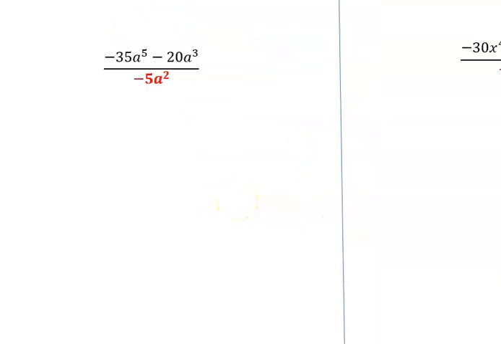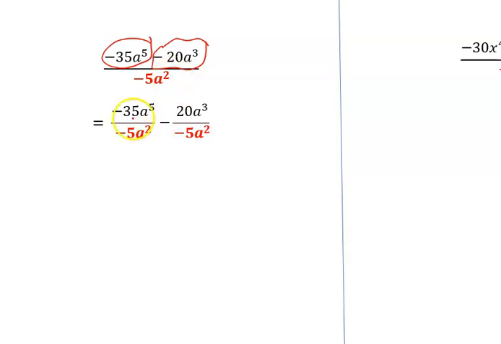Now next, let's look at this example here. We have, again, the same thing. The first item, negative 35a^5, and the second item. So we're going to divide each of them by the bottom. The first one, we divide the number by number. That gives us 7. 35 divided by 5 is 7. Two negatives make positive. And a^5 divided by a^2, we subtract the exponents, 5 minus 2, we get a^3.